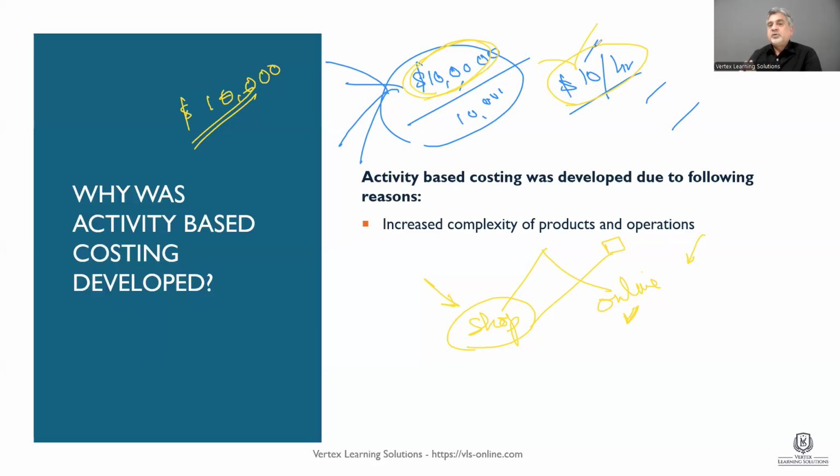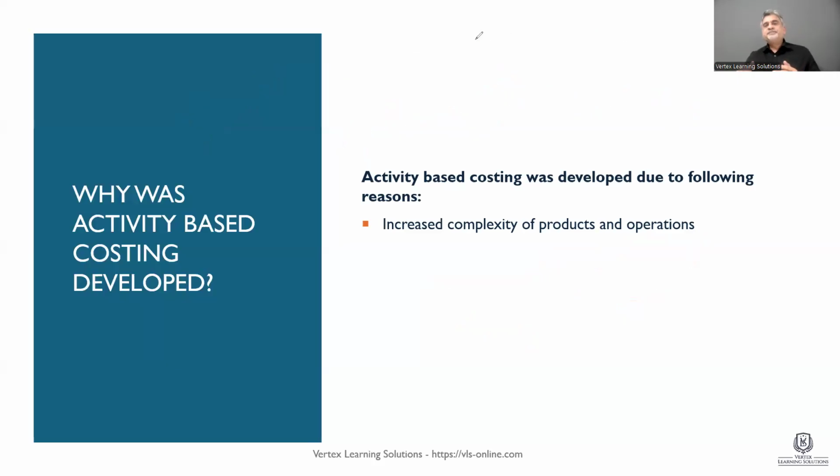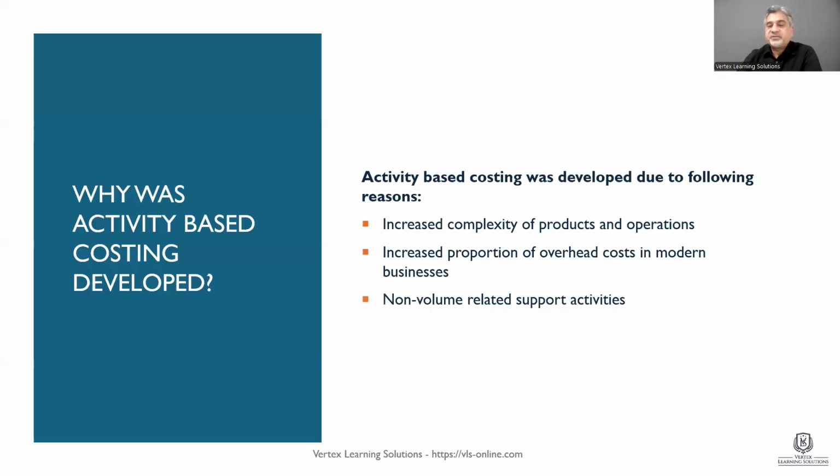Now we say no, we should be only charging that cost to a particular product or department which is using it. So you need to have a more detailed analysis so that wrong cost allocation does not happen. So complexity it will create. Increased proportion of overhead cost in modern businesses. Yes, like I said, in modern businesses the size of the overhead is so big that even a 1% wrong allocation could make a significant difference in numbers.